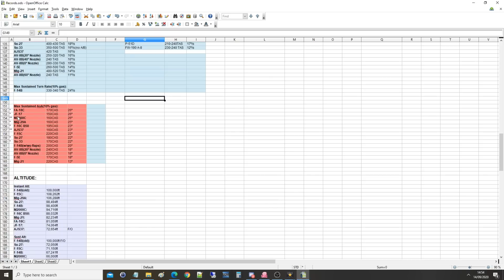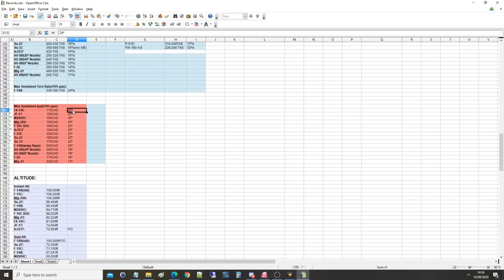From the top, we've got the F/A-18C, and that's pretty much what we thought because it's just known as good at flying at high angles of attack. 170 CAS at 26 degrees angle of attack. JF-17, the same 26 degrees. Now, interestingly, at a lower speed. Now, I wonder what would be preferential, a low speed or high speed? What would be superior? I can't actually figure that out, so let me know what you guys think there.